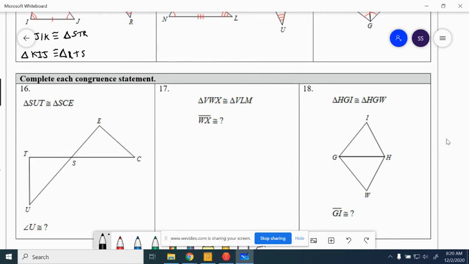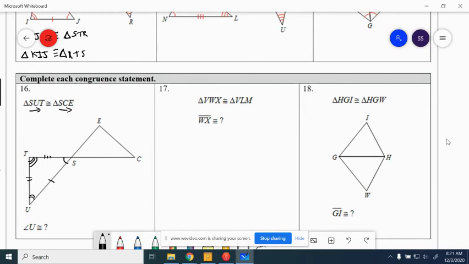Okay, let's look at 16, 17, and 18. So we're just looking for specific things here. It's saying angle U is congruent to what? So we can certainly go through and mark these up like we've been doing. SUT, so we're going from S to U to T. So it looks like this could be 1, 2, and 3. And it's asking for an angle, so we don't really need to spend the time to mark up the side lengths. So let's just do the angles.